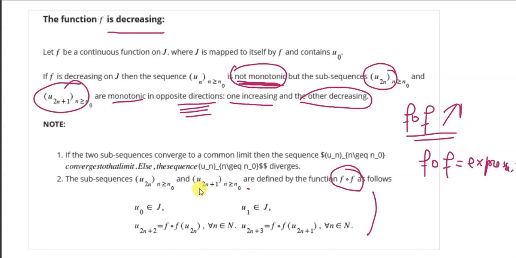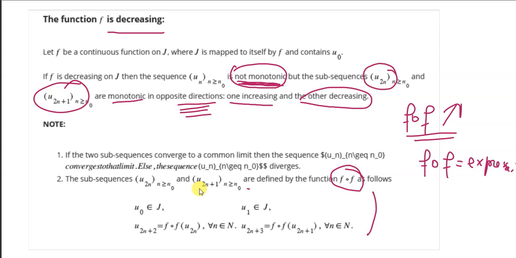u2n+1, because the convergence of these two subsequences can give the convergence of the sequence un. If the two subsequences converge to the same limit, then the sequence un is convergent, even if we don't know the monotonicity of the sequence un. And if the two subsequences converge to different limits or are divergent, then un is divergent. So this is all.